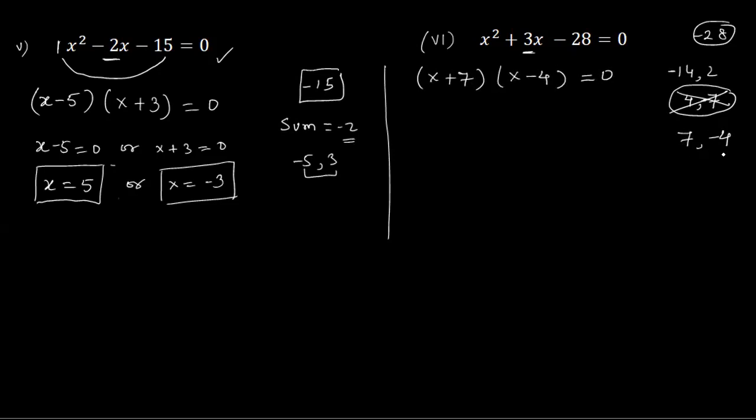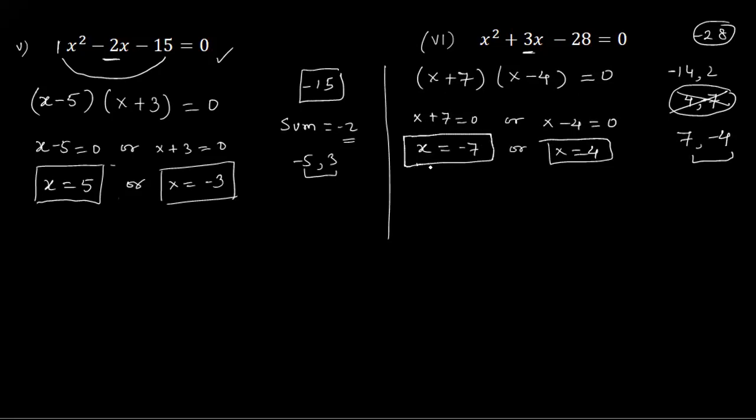How do I know this is the right divisor? Because if we add them up, we get 3, which is equal to the middle term, and their product is minus 28. Now set these terms separately equal to 0. So x plus 7 equals 0, or x minus 4 equals 0. From here, subtracting 7 on both sides, we get x equals negative 7 or x equals 4. So x equals 4 and x equals negative 7 are the required zeros. Let us see a few more questions.